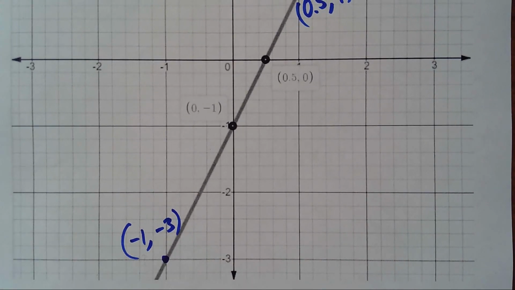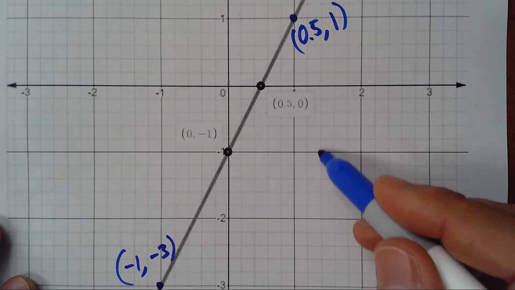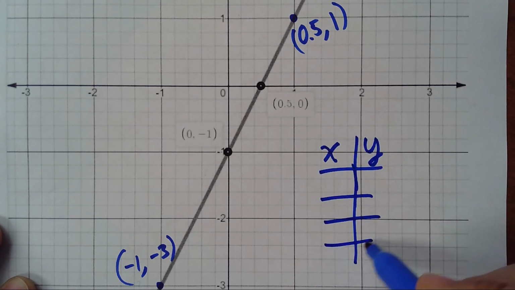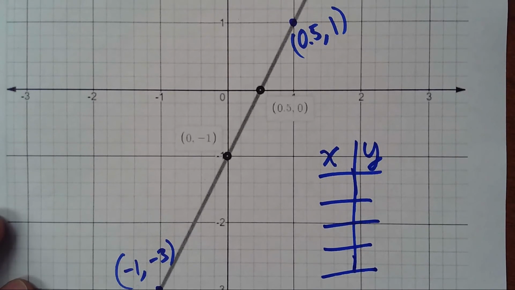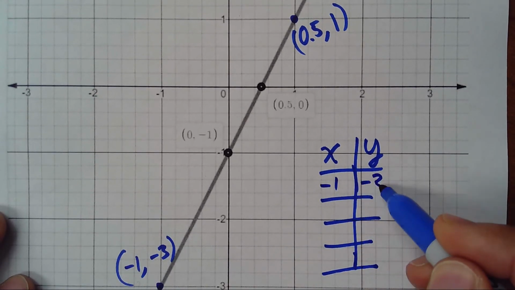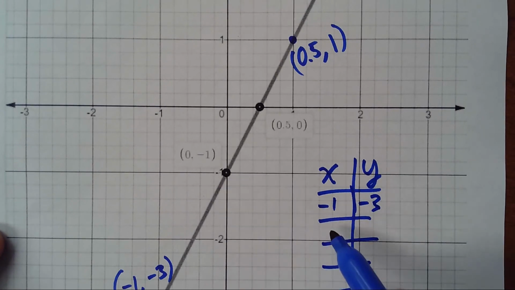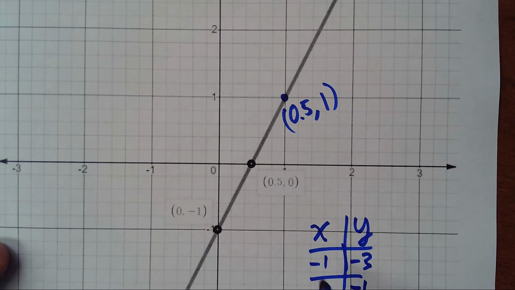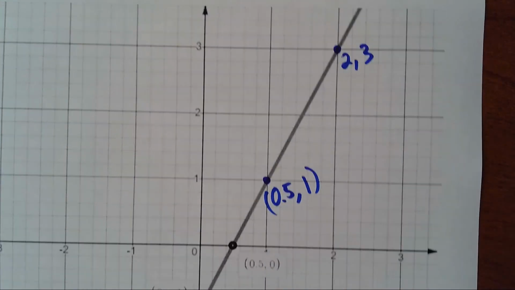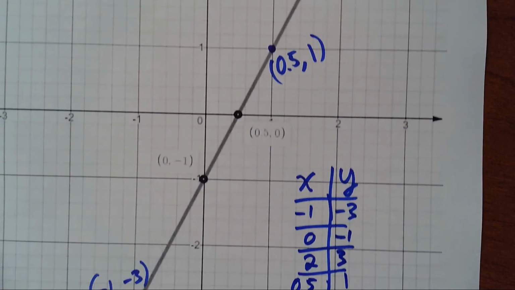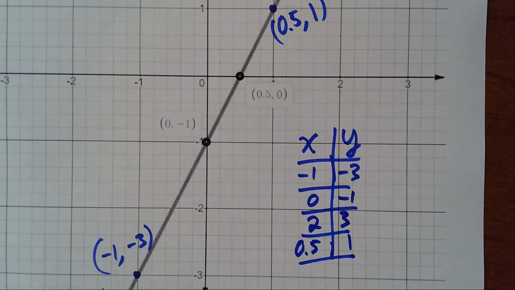Now I can make a table very easily, x, y. I can put as many points as I want. So -1, -3. I can use this one, 0 for x, -1 for y. I can use that one. I can also use that one, the 2, 3, 0.5, 1. So I already have my table from the graph.